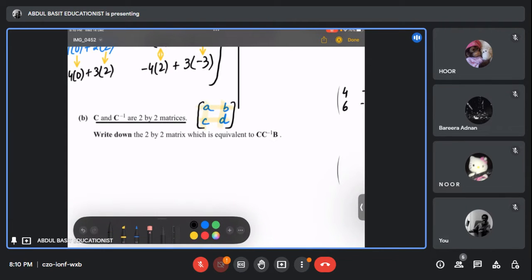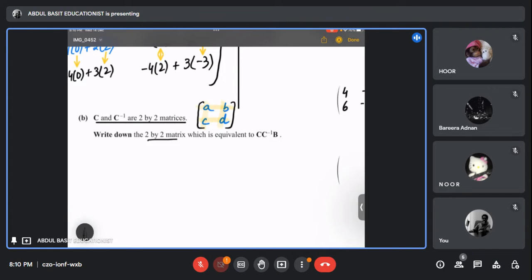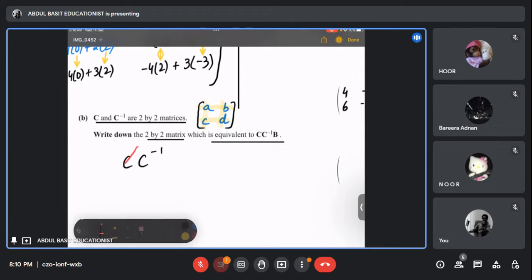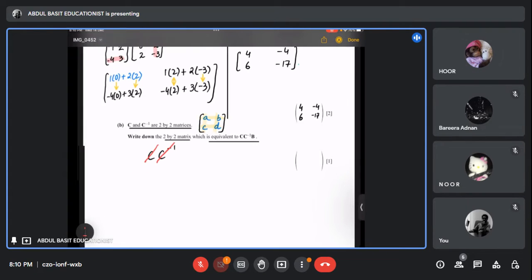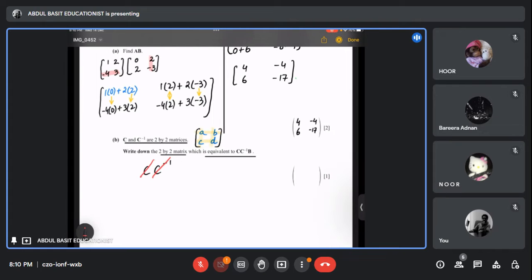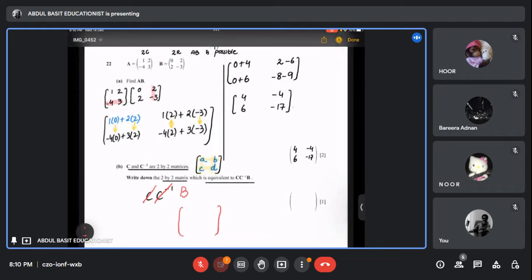Now they say to write down a 2 by 2 matrix which is equivalent to this expression. We can see that C and C inverse can be cancelled out like that. Get it? Yes, sir. It is just a trick question, nothing else. So C inverse B means B, and B is right at the top, which is 0, 2, 2, and minus 3. That's the answer.